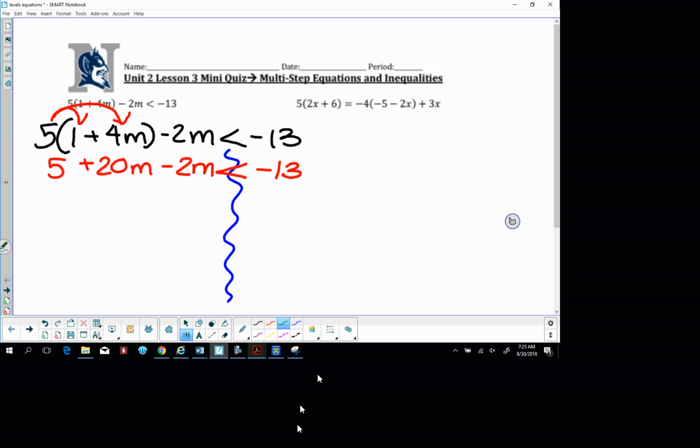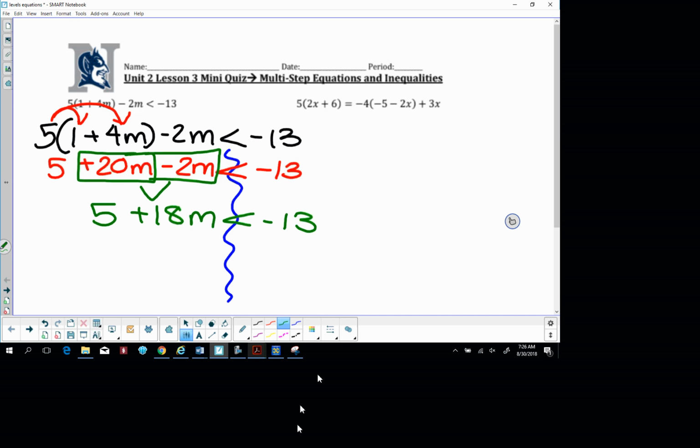Combine like terms, right? But can I combine 5 and negative 13 if they're not on the same side of the river? No, right? What could I combine on this side? M's, right? So 20m and negative 2m. Don't drop that negative. What do you end up getting? Positive or negative? Positive, right? And then you drop everything else down. Who got that?